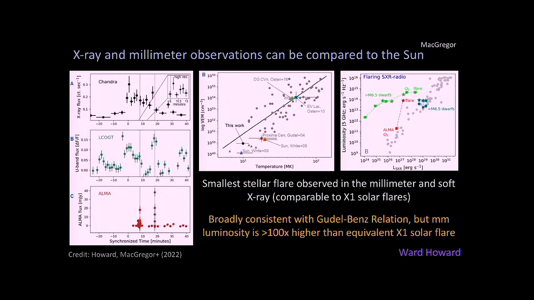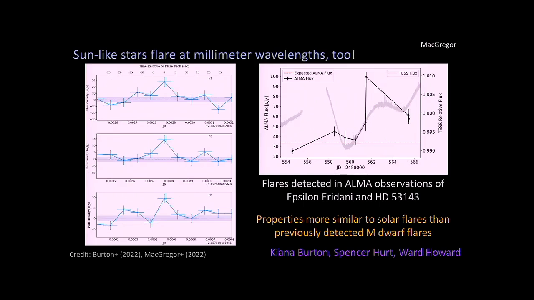And what's interesting on the right here is this is showing the Güdel-Benz relationships, which are well-known relationships for X-ray and radio emission from stars. During quiescence, the millimeter seems to agree pretty well, but during the flare, it seems to step off this relationship. And so it's looking like these millimeter events are actually really extreme when we think about the larger population of radio flares, which means they might be really interesting to explore, especially in the context of probing the high energy particle acceleration of these events.